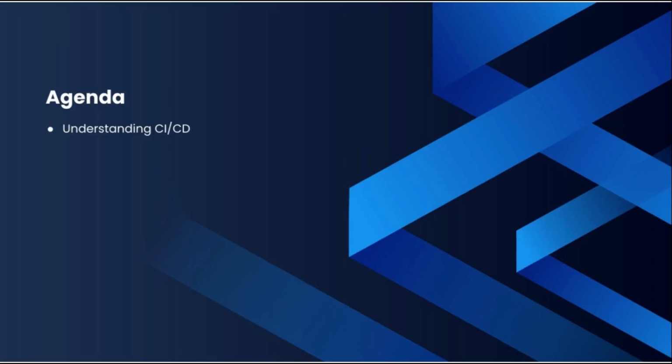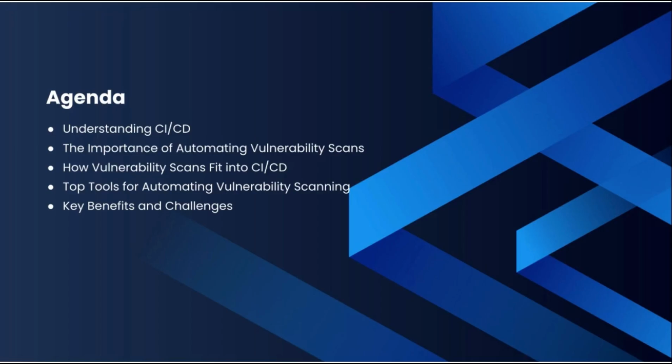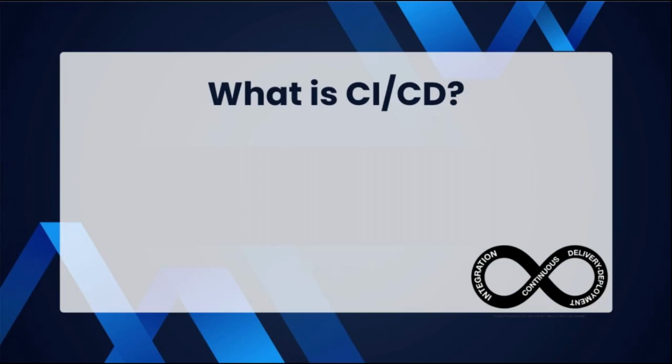1. Understanding CI/CD, what it is and how it works. 2. The importance of automating vulnerability scans, why security should be built into the pipeline. 3. How vulnerability scans fit into CI/CD, the role of security at each stage. 4. Top tools for automating vulnerability scanning, popular tools and their use cases. 5. Key benefits and challenges, why automation is worth it and how to handle common issues. Let's dive in. Let's start with the basics.